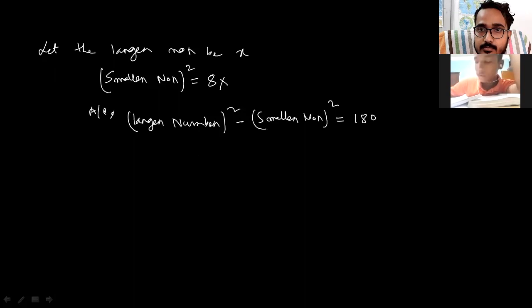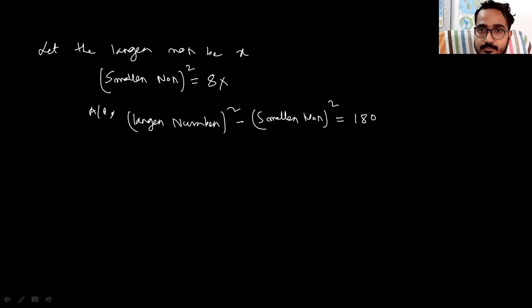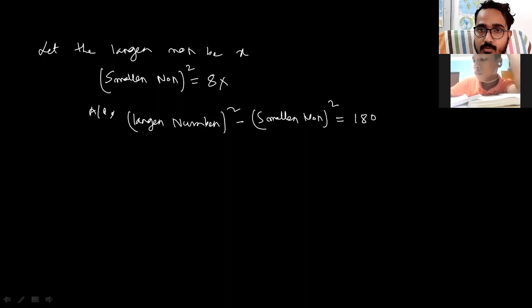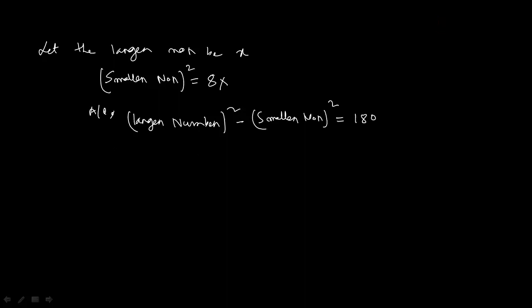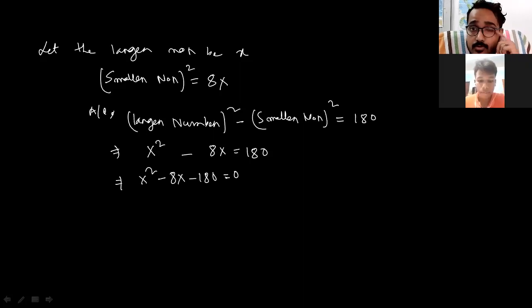Okay. So now see, larger number square means x square, and smaller number square will be which one? Smaller number square will be 8x. Yes or no? Yes. Good. So x square minus 8x minus 180 will be equal to 0. Now solve this equation.